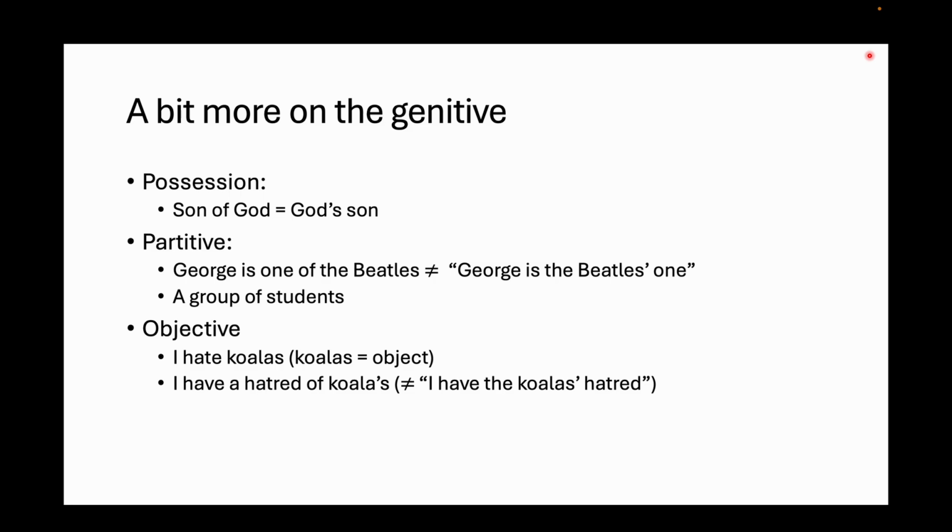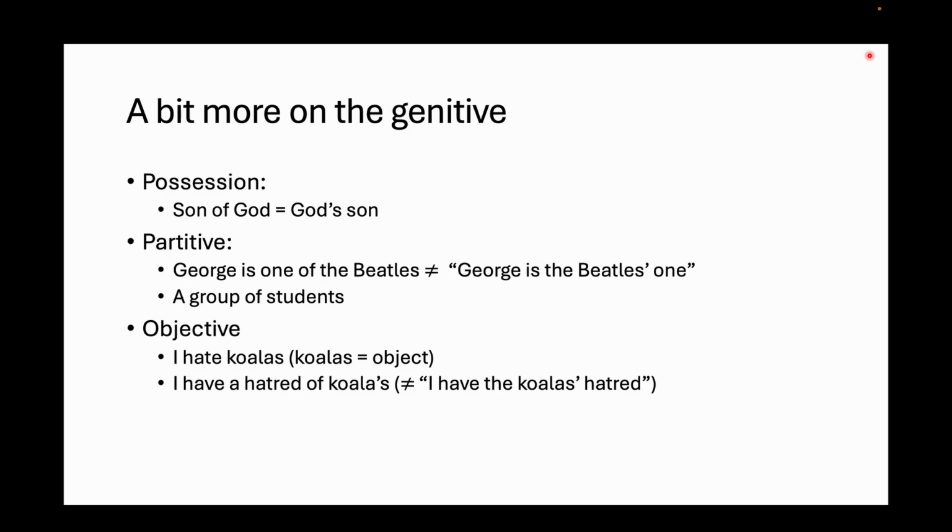And it's not actually possessive. You can tell that if you turn the sentence around and put an apostrophe, as we would in English for possession, it doesn't quite make sense anymore. Okay, the students' group isn't really the same as a group of students. And then the objective use, think about the statement, I hate koalas. Koalas is the object of that statement. I am the subject. What about then if I say I have a hatred of koalas? Okay, so hatred of koalas is acting a bit like an object, okay, because I have it, right? So that's the objective use of the genitive.